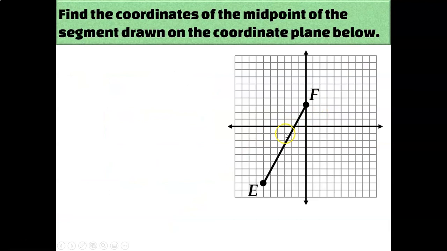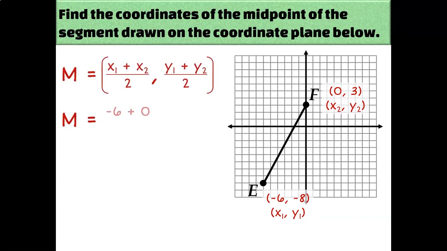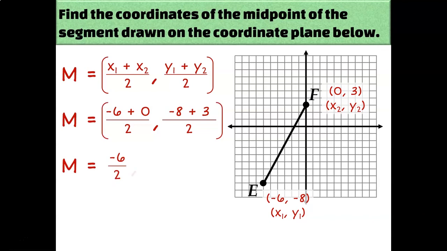Let's try another one. Point E has the coordinates negative 6, negative 8, and point F has the coordinates 0, 3. So plugging those numbers into my formula, x1 plus x2 is negative 6 plus 0, and y1 plus y2 is negative 8 plus 3. Negative 6 plus 0 is obviously negative 6, and negative 8 plus 3 is negative 5.